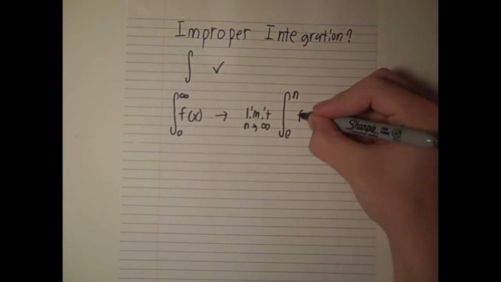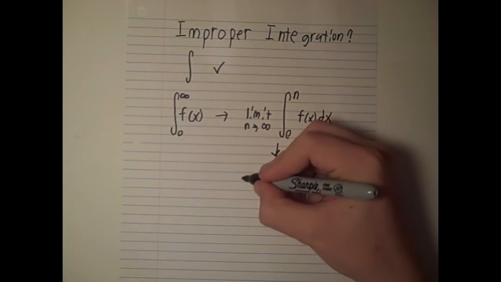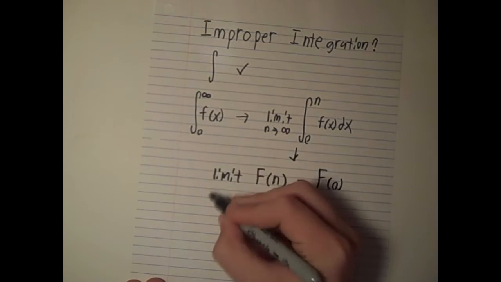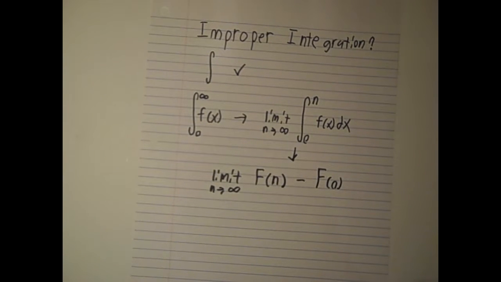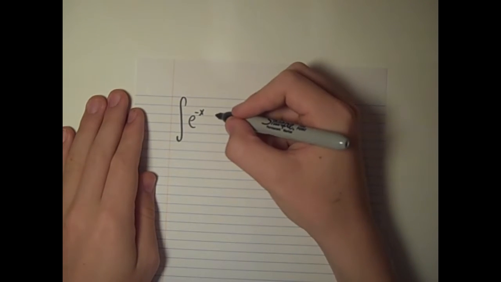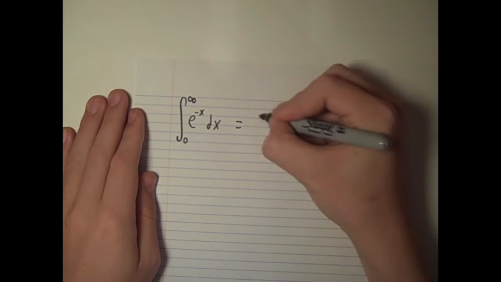So it will work out to be the antiderivative of the function with the difference between those two limits of integration. In order for this to work out to a definite answer, the antiderivative has to go to some finite value as n approaches infinity. Now let's try this for f of x equals e to the negative x. We'll try to take the area under the curve from 0 to infinity.